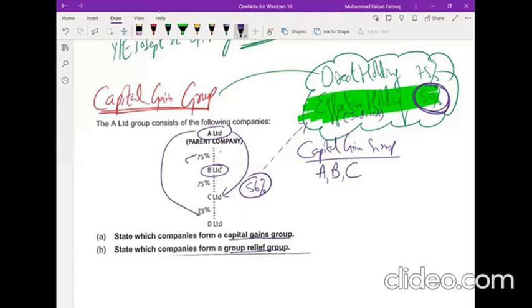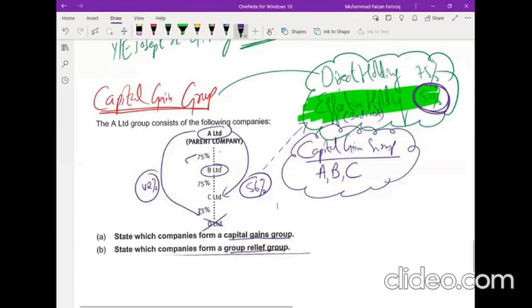D will not be part. Why? Because D, you told me just now, was 42%, 75 into 75 into 75. So for the capital gains group, C became part of it because its effective holding percentage is greater than 50%, and for the capital gains group, indirect holding can be 50 or above. For the normal groups we already learned, the group reliefs, both direct and indirect percentages are 75. But for the capital gains group, the direct holding is the same, 75.